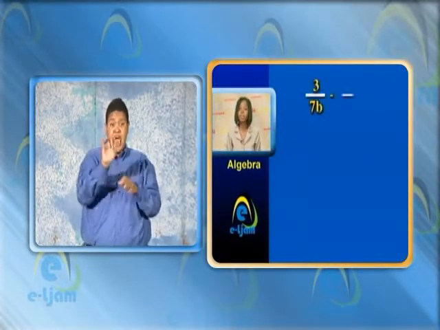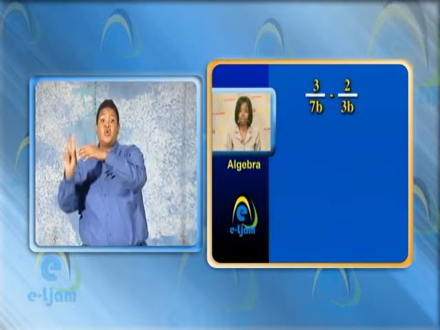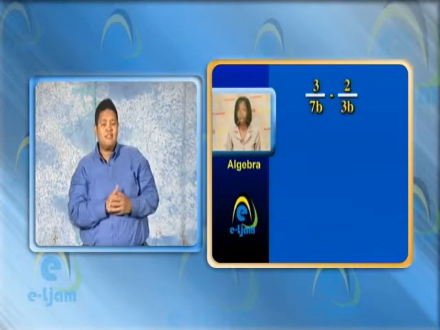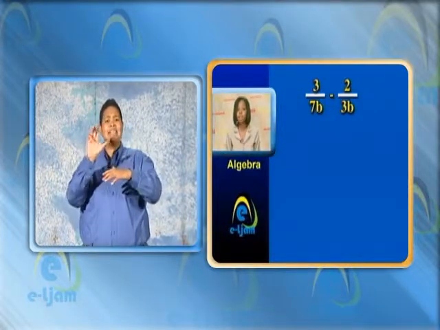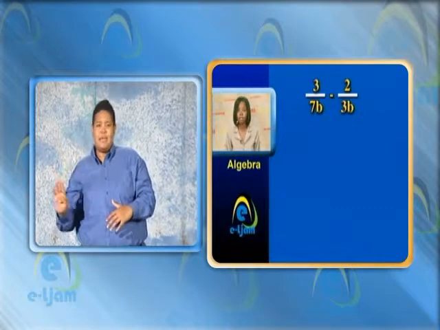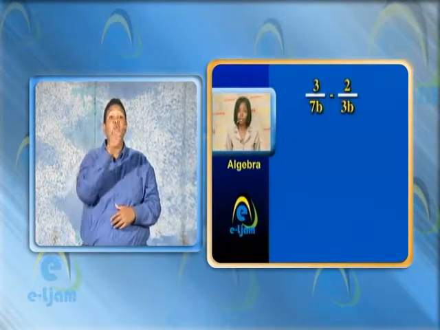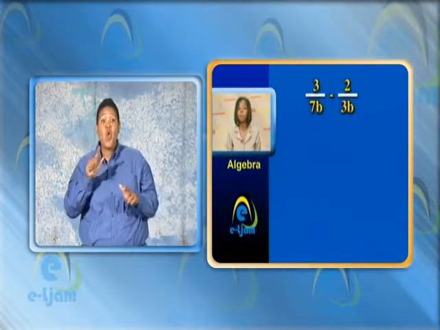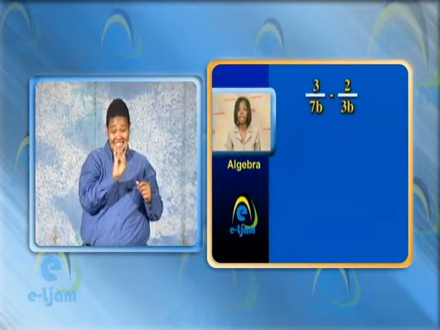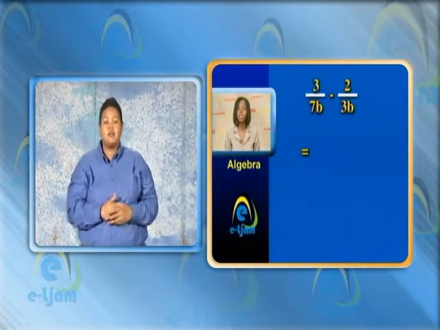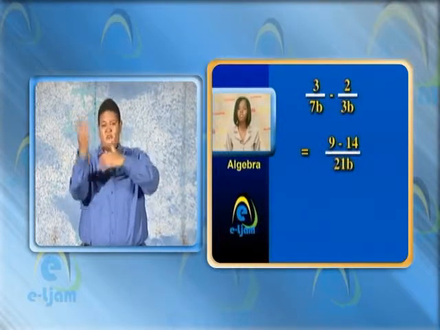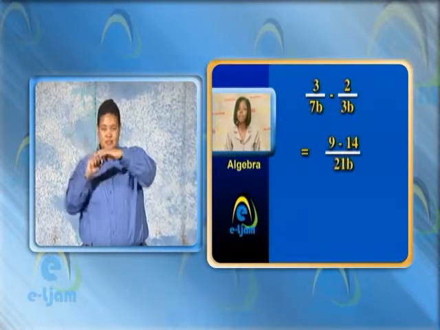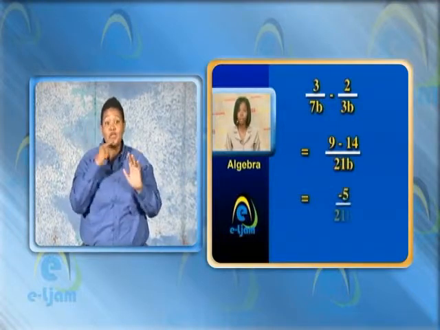What would happen in the case of an expression like 3 over 7b minus 2 over 3b? As in the previous example, we start by finding the LCM of 7b and 3b. That would be 21b, since that is the lowest term that both 7b and 3b can divide into. The expression would therefore simplify to become 9 - 14 over 21b, which can be further simplified to negative 5 over 21b.